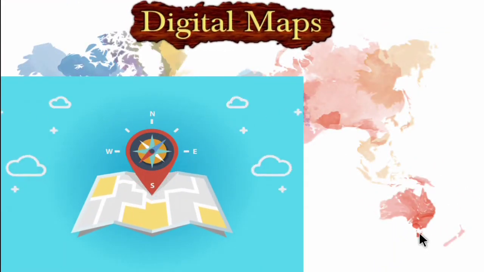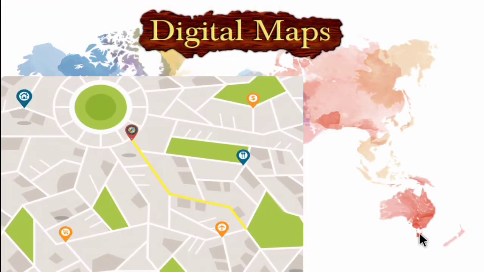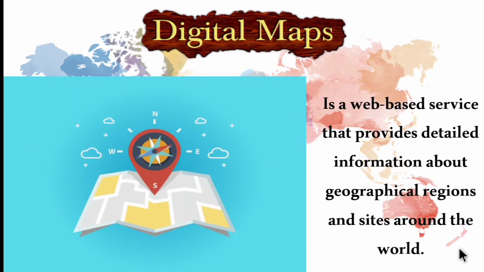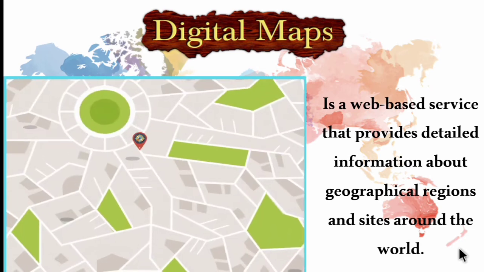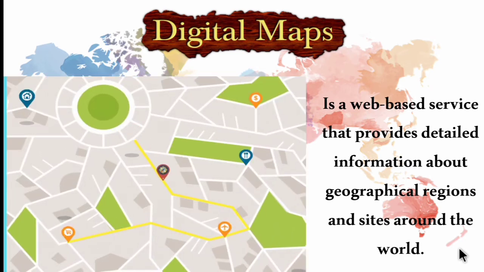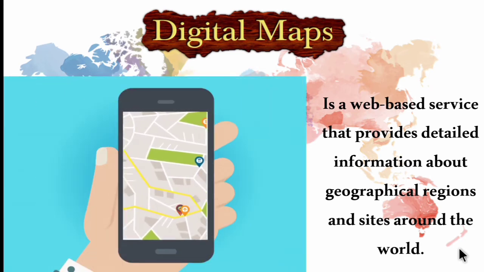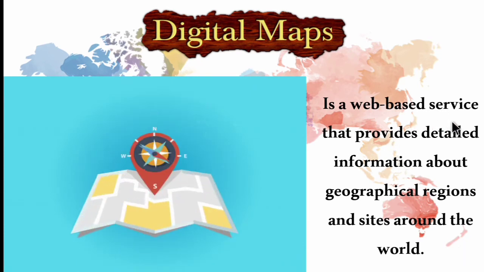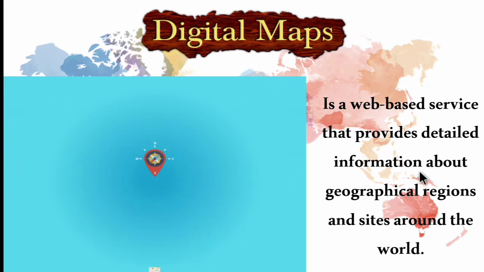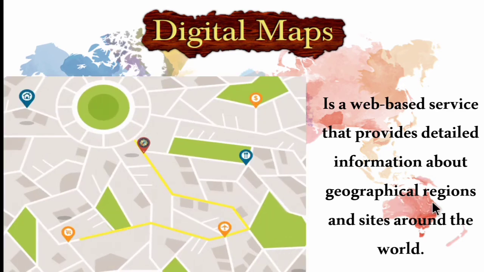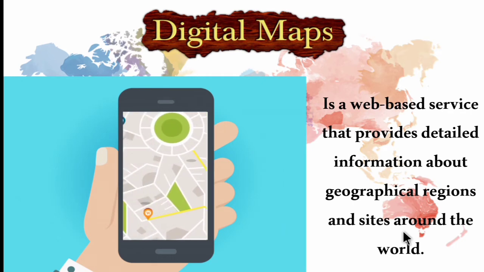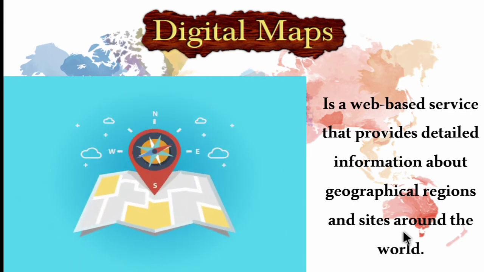Next one is digital maps. Nowadays, with the advancement in technology, we are using Google Maps to find the route. A digital map means a web-based map. It is a web-based service that provides detailed information about geographical regions and sites around the world. So digital means online-based maps.